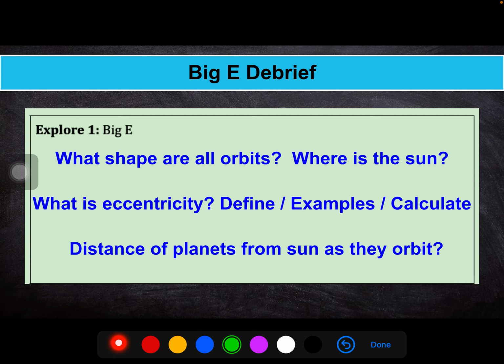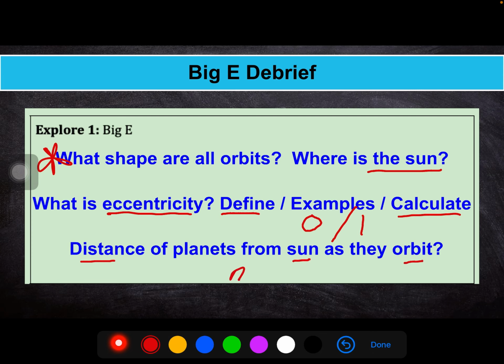So again, we weren't doing directed notes, bullet points here or there, but these were the big ideas I hope you grabbed today. What shape are all orbits, and where do we see the sun within those orbits? What do we know about eccentricity? You should be able to define it, talk about what eccentricity of a 0 is compared to a 1, what that looks like, and then just know what's needed to calculate it. Again, we didn't do any calculations here together, but you did many on your assignment, and you'll be asked to do some more again. And finally, what do we know about that distance of planets from the sun as they orbit around? Why does it have to be given as an average versus an exact amount?